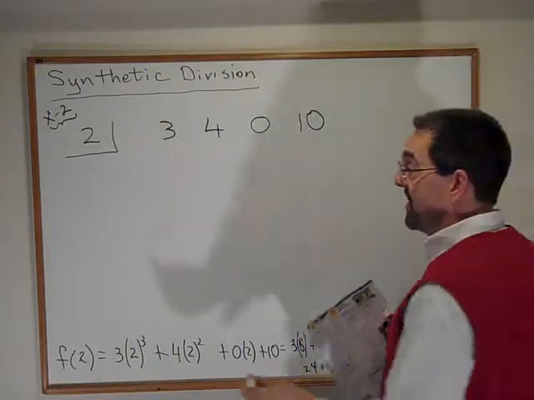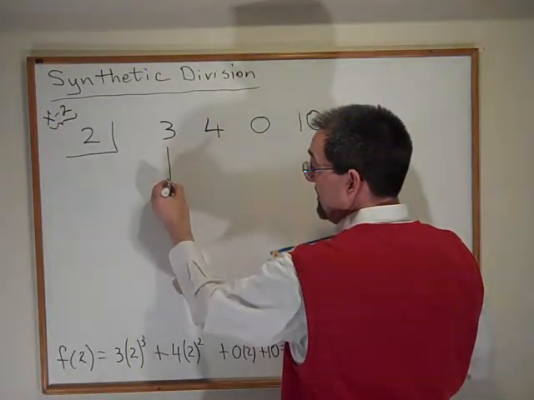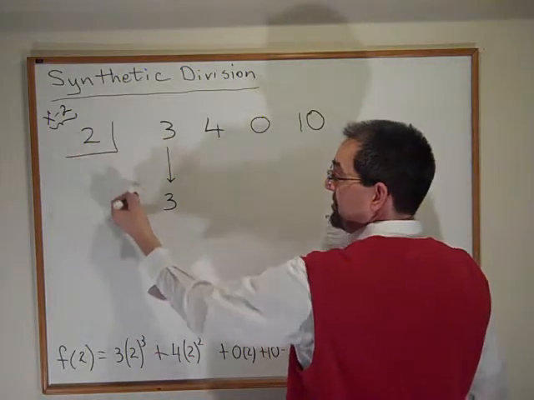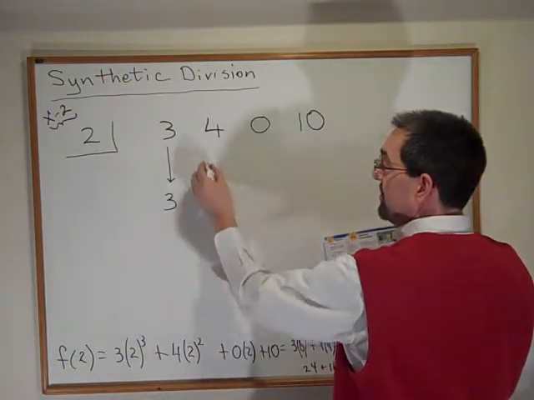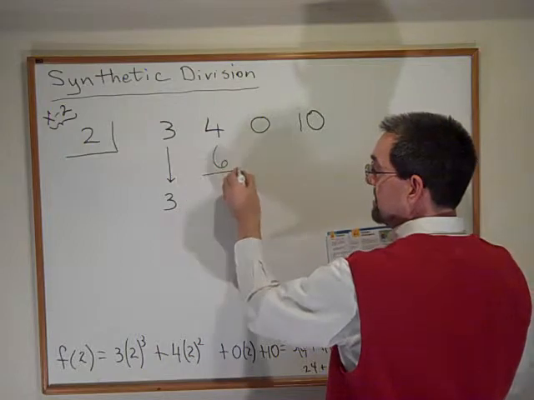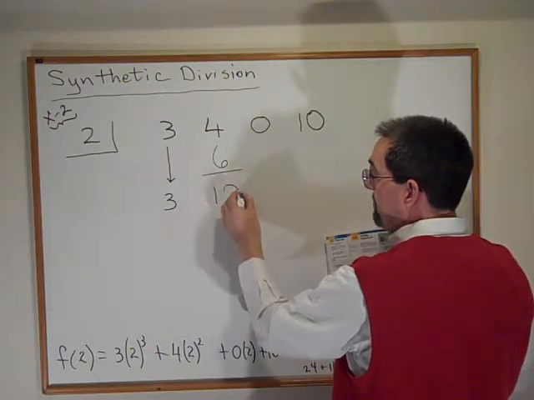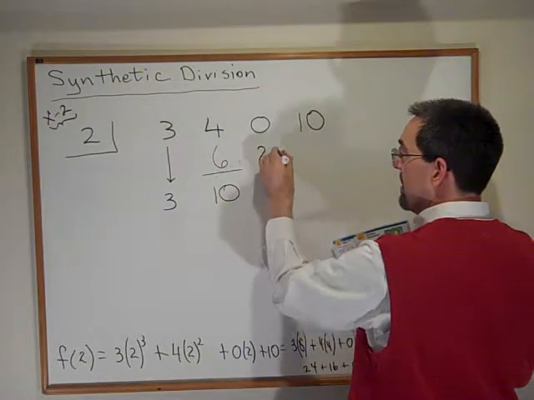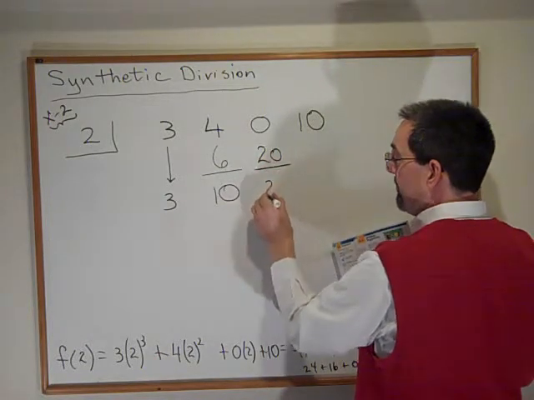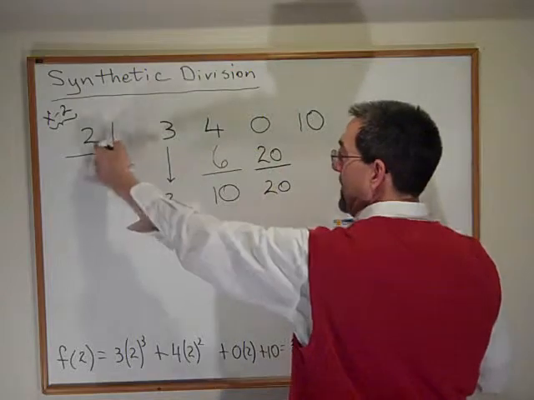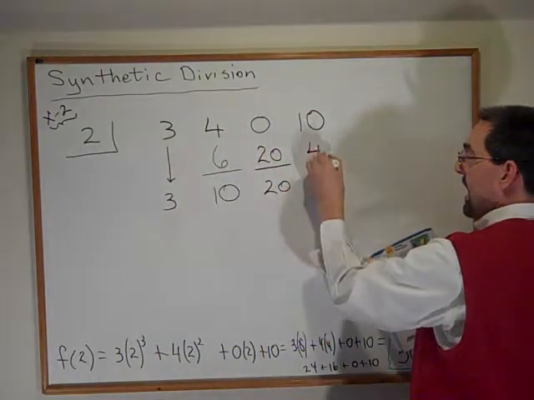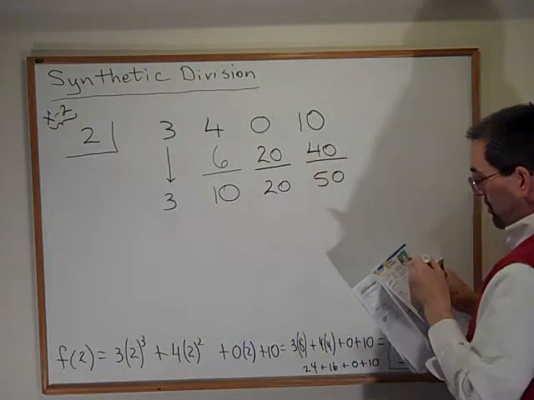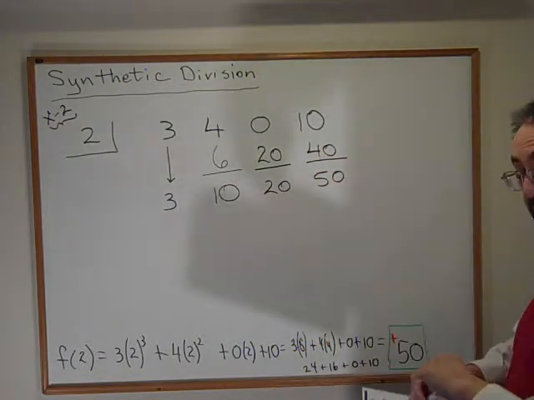First step on synthetic division, just take the first coefficient and bring it down. Then we're going to multiply. 2 times the first coefficient, get a 6. Just add them straight up, 10. 2 times the 10, add them straight up. And then 2 times the 20, add them straight up. And lo and behold, we do get exactly the same remainder.